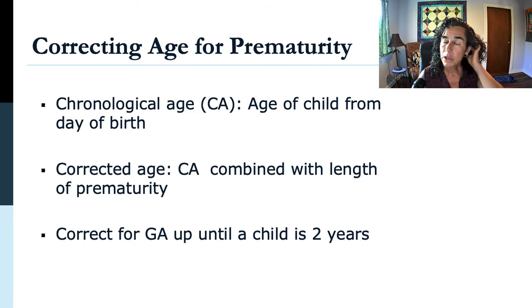In one of our other lectures, we looked at correcting age for prematurity, and how we do that is we take the child's chronological age, which is their age from the day of their birth. Then we combine it with the length of prematurity, and we typically correct for gestational age up until a child is 2 years old. Now, for the purposes of assessment, which is where we learned that process of correcting for gestational age and also figuring out chronological age, we know that depending on the reason that you're correcting, say it's for a particular assessment instrument, we may vary that number of 2 years, but typically 2 years.